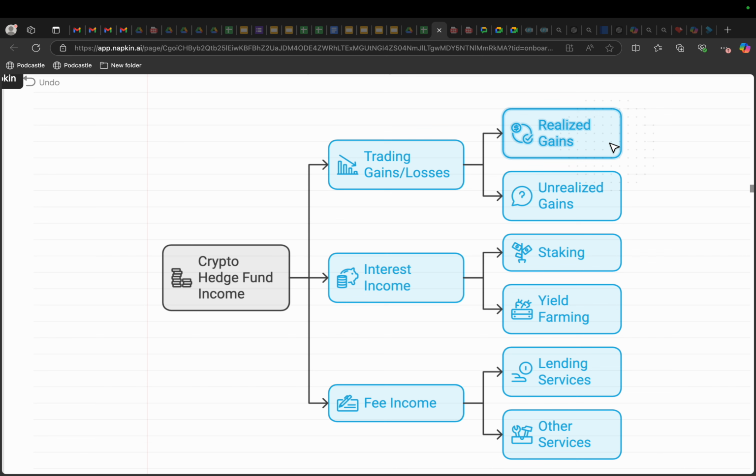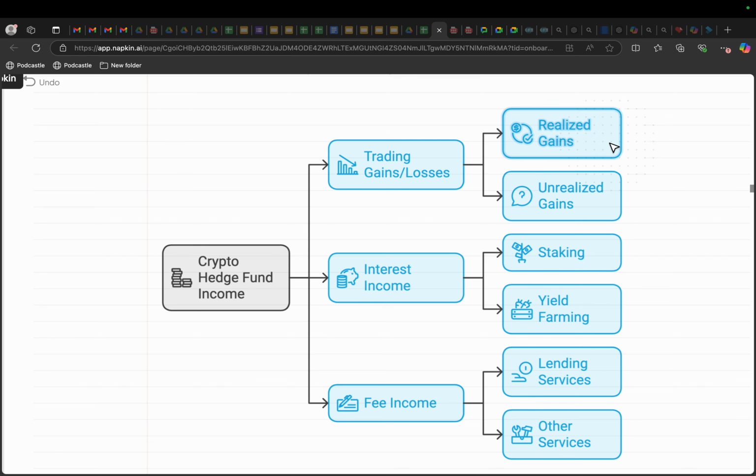Then interest income, which you can also report. It could be staking income or yield farming, which you can report as interest income and record on the credit side of the P&L. Then apart from that, you can see fee income as well.